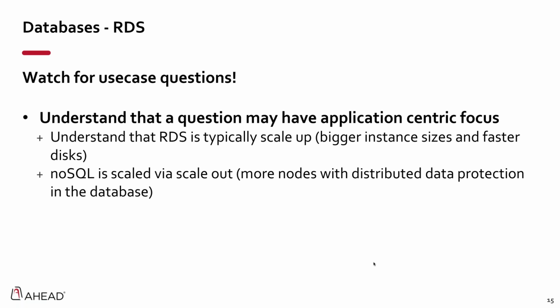Okay, so I would say watch for use case questions here. We already talked about understanding an application-centric focus. RDS is a good choice for your typical applications, but maybe you have an application that's NoSQL. Not even really understanding the true difference between the two, but really understanding that RDS is a relational model and NoSQL is typically scaled out amongst many nodes is helpful, because what you can get out of that are different design choices, right?